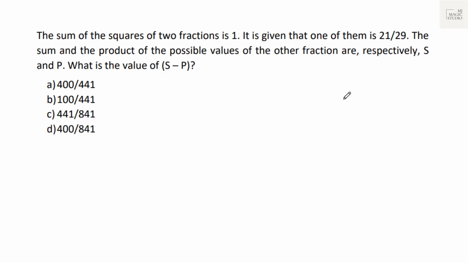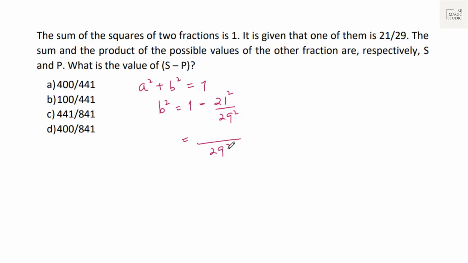Equation, fractions, let's give it a try. So what we have? The sum of a square of two fractions is 1. That means suppose A and B are two fractions, A square plus B square is 1. It is given that one of them is 21 by 29. Suppose A is 21 by 29. That means B square is 1 minus 21 square divided by 29 square.